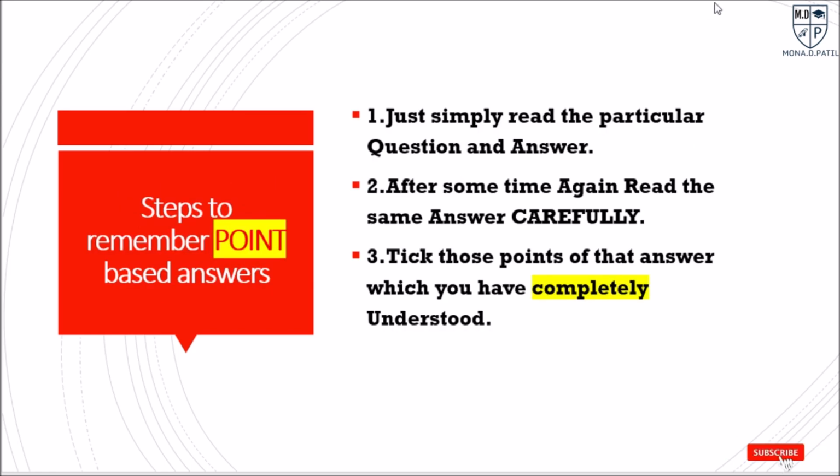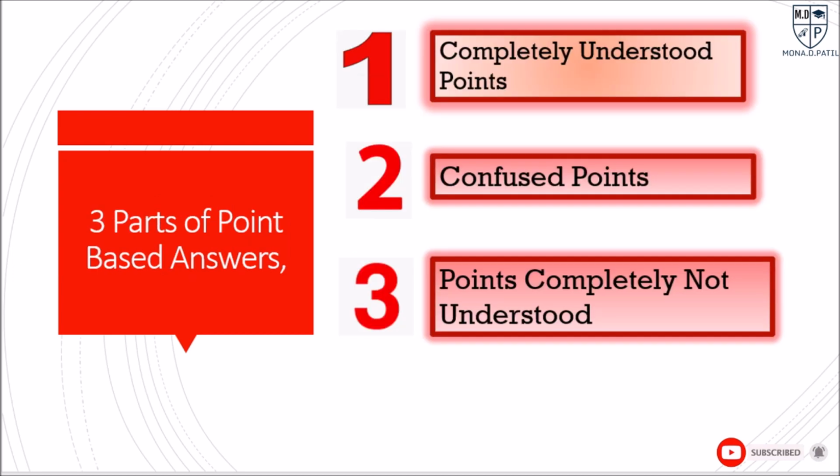Steps to remember a point based answer. Just simply read the particular question and answer. After some time, again read the same answer carefully. Tick those points of that answer which you have completely understood. After doing this, you will get three types of points. They are first, completely understood points, then confused points, and third, points completely not understood.